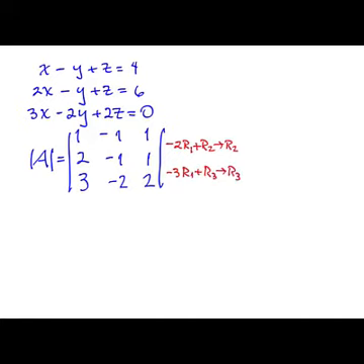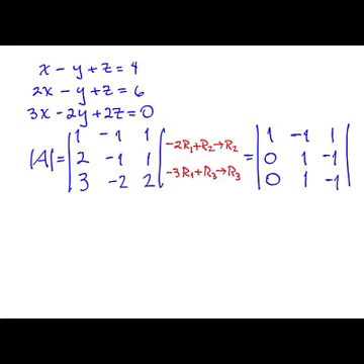And I'm doing this because I know that that elementary row operation of adding a multiple of one row to another does not change the determinant. We change the matrix, but the determinant stays the same. So when I do both of those operations on this matrix, I get the determinant of 1, negative 1, 1, 0, 1, negative 1, 0, 1, negative 1.